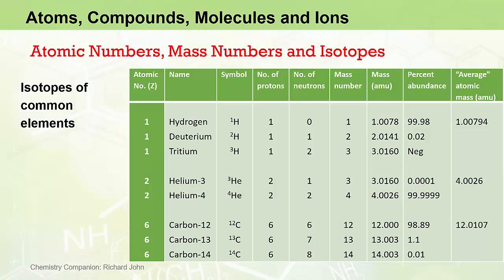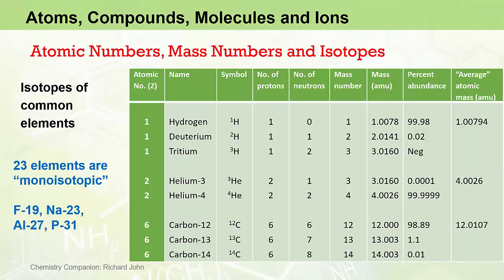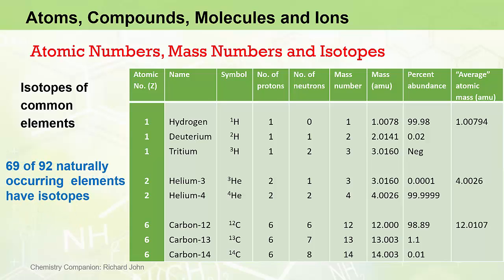This table shows the isotopes of some common elements, and among the 92 naturally occurring elements, there are 286 naturally occurring isotopes, and there are only 23 elements that are monoisotopic. That is, they only have one naturally occurring isotope. Some common examples of monoisotopic elements we've already come across include fluorine-19, sodium-23, aluminium-27, and phosphorus-31. Most chemically pure samples of elements contain mixtures of isotopes which occur at varying abundances.